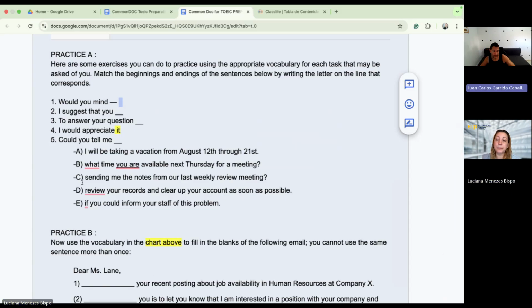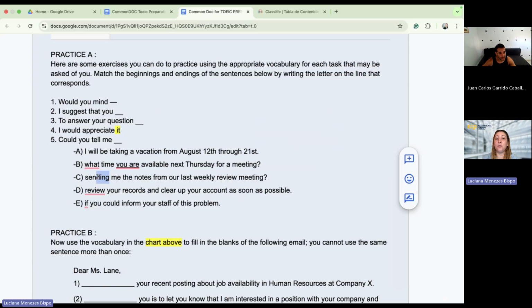Just because it sounds correct. It sounds correct. It is correct. And apart from that, after stative verbs, we should use the gerund. Would you like? Would you mind? Would you enjoy? Whatever.